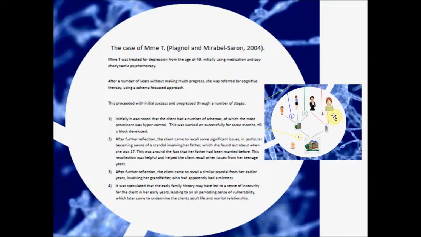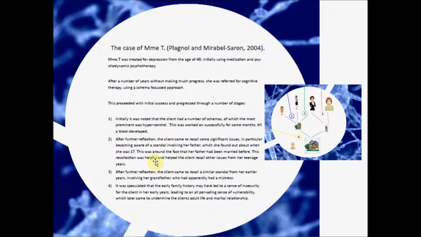She had tried therapy and medication for some years and was eventually referred for cognitive therapy, which was initially successful, tackling her hypercontrol schemas, for example. Eventually there was a blockage, but after further reflection and prompting, the client came to recall some significant issues from around her time of late adolescence, when she was 17. And a family secret emerged that her father had been married before, in actual fact, and this was quite scandalous, particularly within the family, which was quite religious.